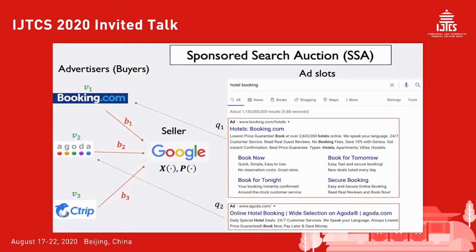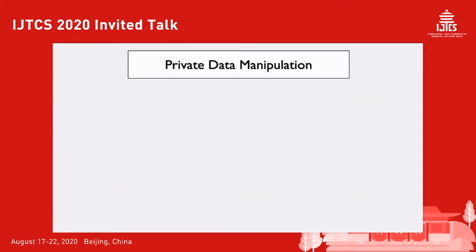Say the first slot is allocated to the first buyer and the second slot is allocated to the second buyer, and the buyers pay P1 and P2 and 0 respectively. Then the utility of a buyer is the quality of the ad slot times the value, minus the payment. And the sum of payments is the revenue of the seller.